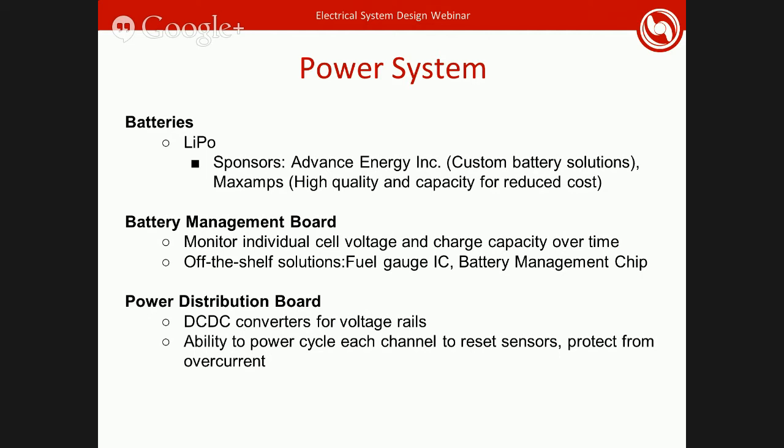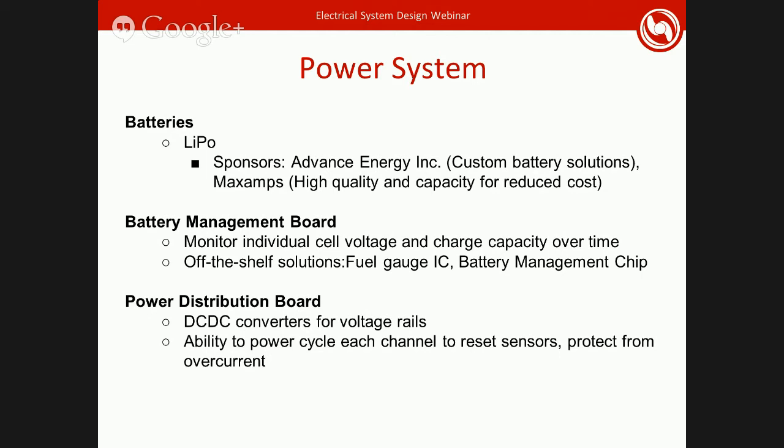A lot of teams will just use the battery pack directly, and that is perfectly fine. Just make sure that whatever you're doing, you're not over discharging your battery, because LiPos, for example, are extremely volatile if you misuse them. So you've got to watch the clock on that and make sure that you're being safe.